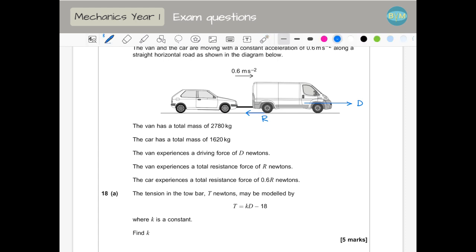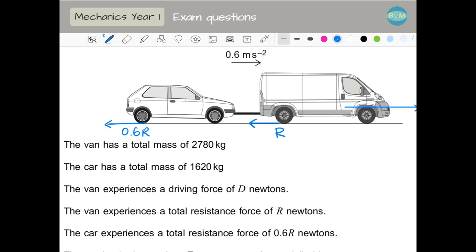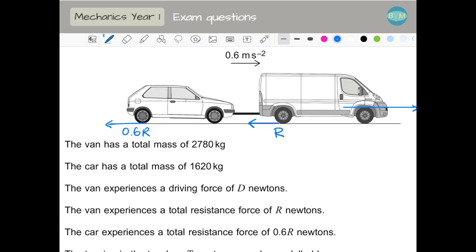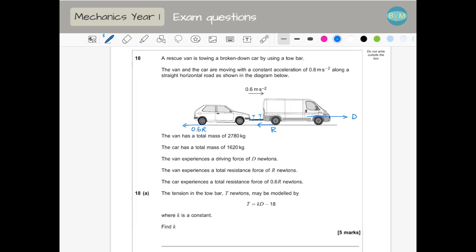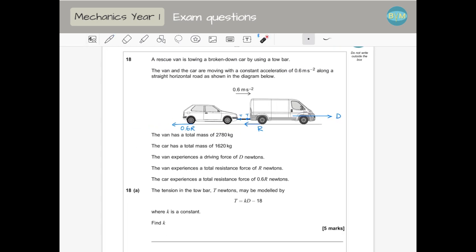The car has a resistance force, always against the motion, of 0.6 R, and there is the tension in the tow bar. So in the tow bar, I have a tension for the van this way and a tension for the car this way. They are the same. The tension in the tow bar, T, might be modeled in this way, in terms of D, that is the driving force. K is a constant and we need to find K.